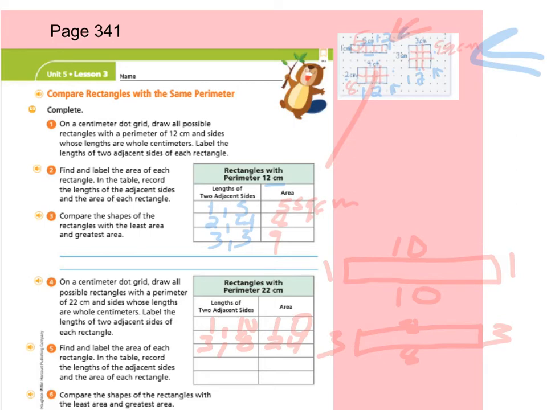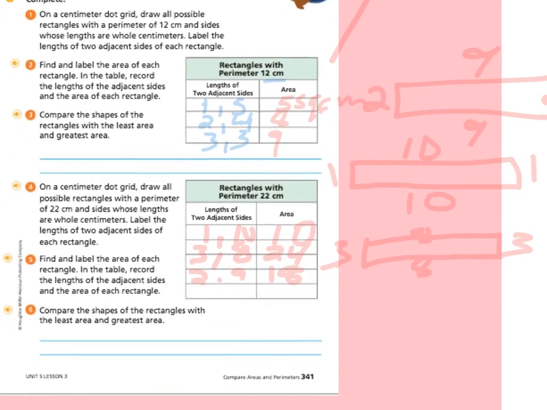I could do 9 and 9 is 18, 19, 20, 21, 22, so a 2 and a 9. Now the adjacent sides are further apart, so it's going to be in between that 10 and that 24 for the area. So 9 times 2 is 18.